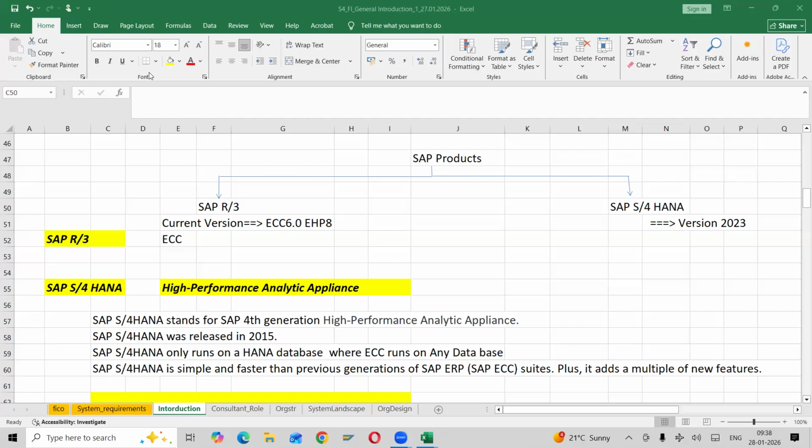So do you have clarity on what we mean by SAP, what an ERP is, and what we mean by decentralized system software and centralized system software?